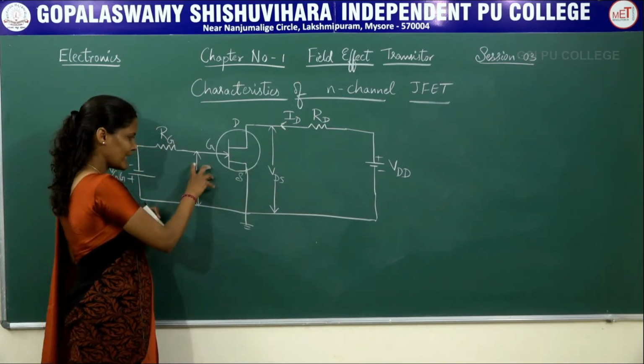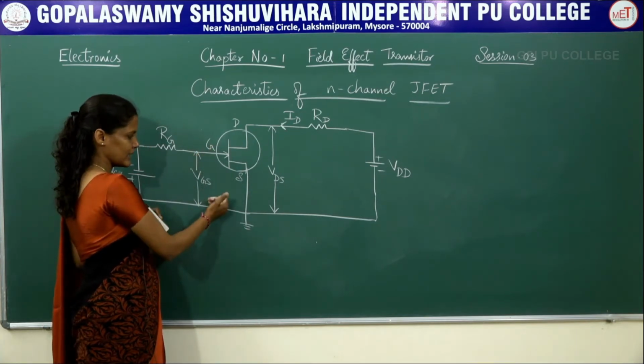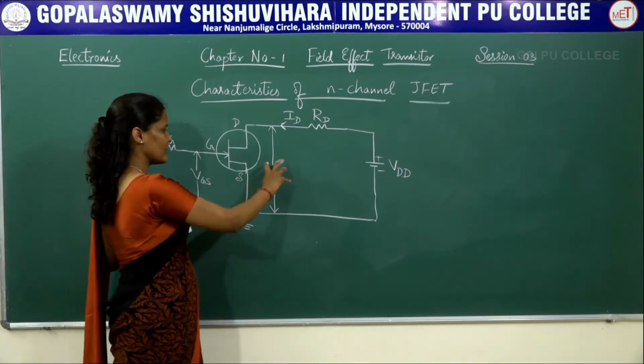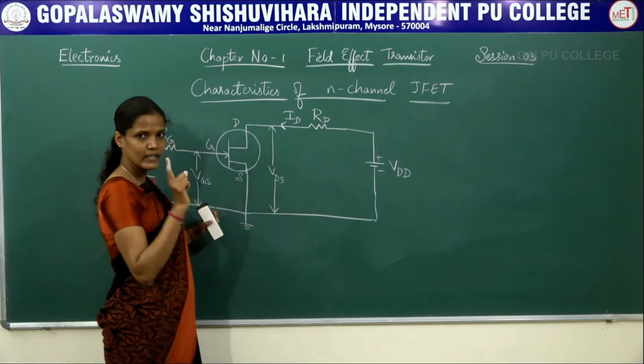So I am going to place a voltmeter between the two terminals, gate and the source, and that I am going to name as VGS. Again, a separate voltmeter will be connected between the drain and the source, and that will be named as VDS.